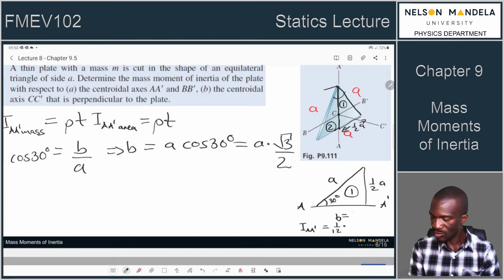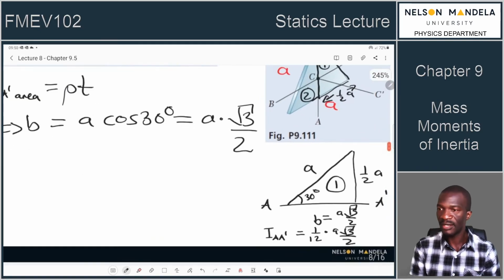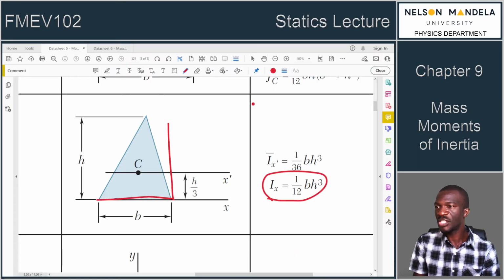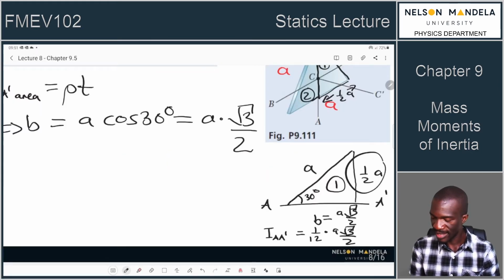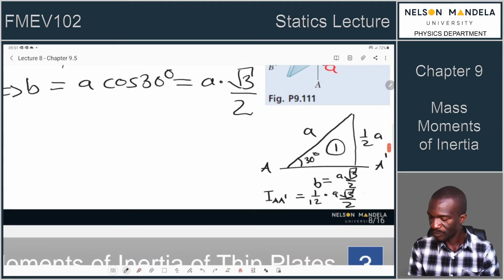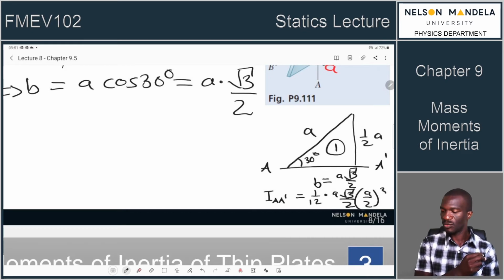So we now have the base. We know the base is what? It is A root 3 over 2. So we now have it there. What is the second part of this moment? It's h cubed, so we need to cube the h. In our case, our h is actually half of A. So that would be A over 2, all cubed.